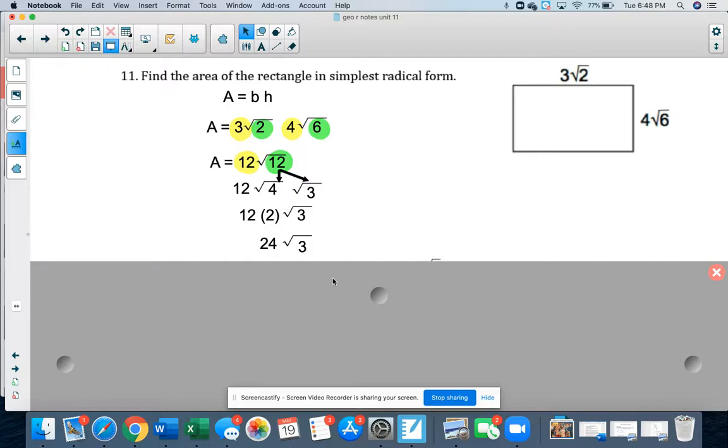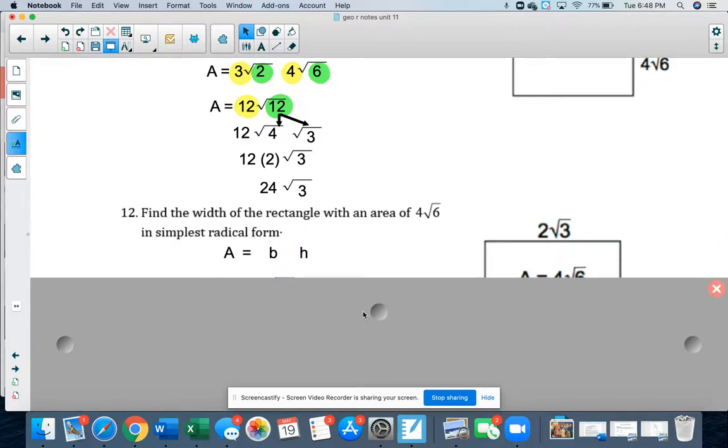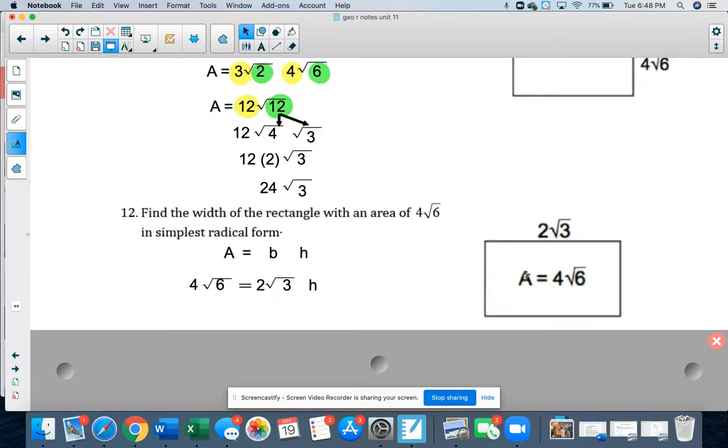We're going to try one more, but in the next one, I'm going to tell you what the area is, and I'm going to tell you what the length is, and you're going to try and find the width. All right, so the area is 4 radical 6. The length is 2 radical 3, and you're trying to find this width or the height. So the base or the length is 2 radical 3. So area is still base times height. You know the area. The area is 4 radical 6. You know the base is 2 radical 3. Think about how you're going to solve for the height because you're trying to find that height.